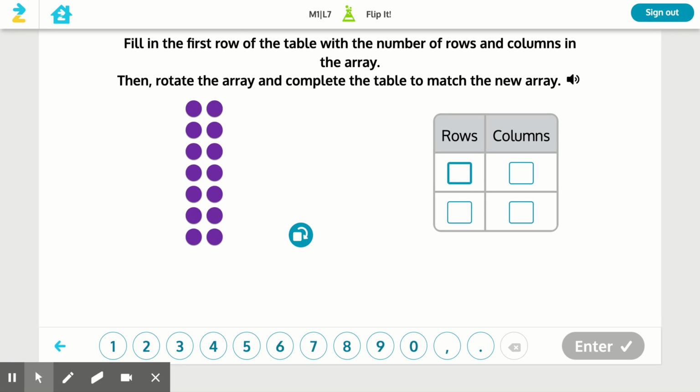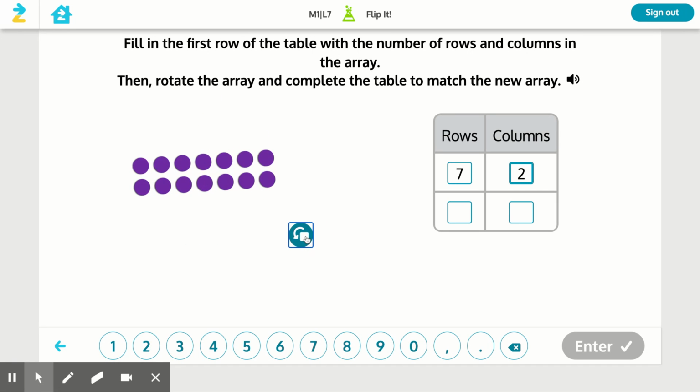We're going to fill in our table for this new array. We're going to start with the number of rows that we see. In the Nearpod, tell me how many rows are in this array. Let's count them together. Remember, our rows go straight across. 1, 2, 3, 4, 5, 6, 7. This array has 7 rows. Now, in your Nearpod, tell me how many columns you see. Let's count them. Columns go straight up and down. 1, 2. This array has 2 columns.